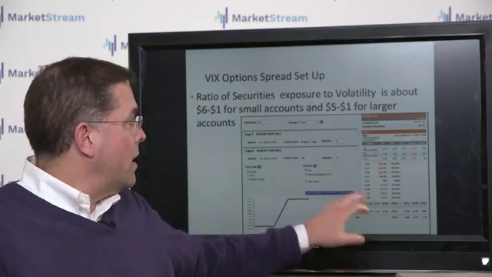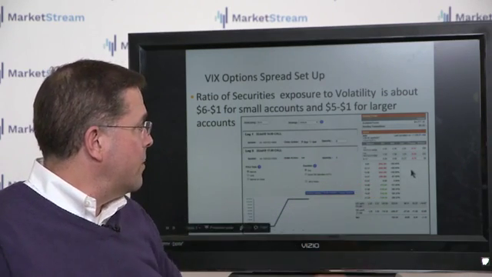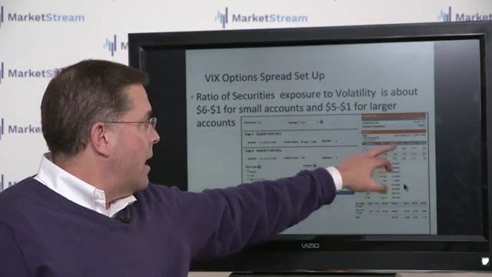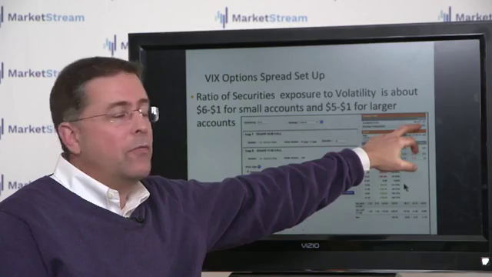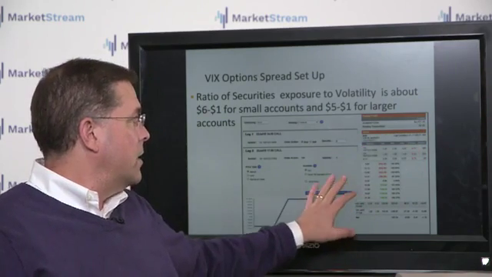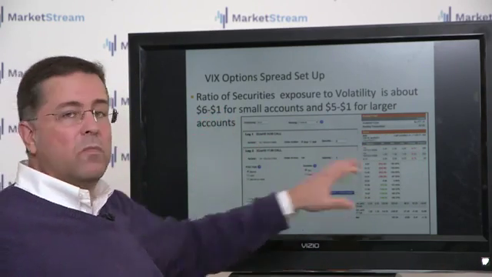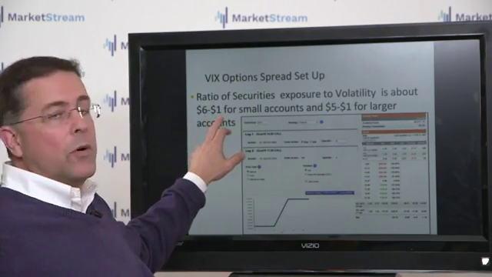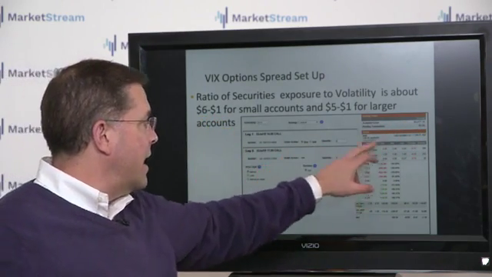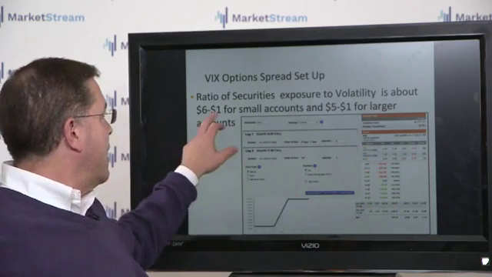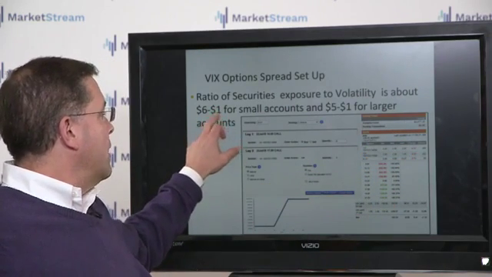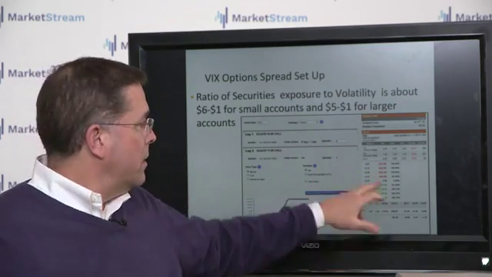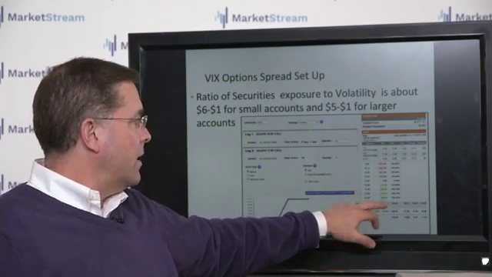Okay, so for example, if you take a look at this example, I don't know if you all can see this, it's a $4,977 account. So basically, that's a relatively small account. So I take the 6 to 1 ratio. So for every $6 that I have invested in equities, I'm going to have $1 invested in volatility. So in this case, I went $600 in volatility exposure.